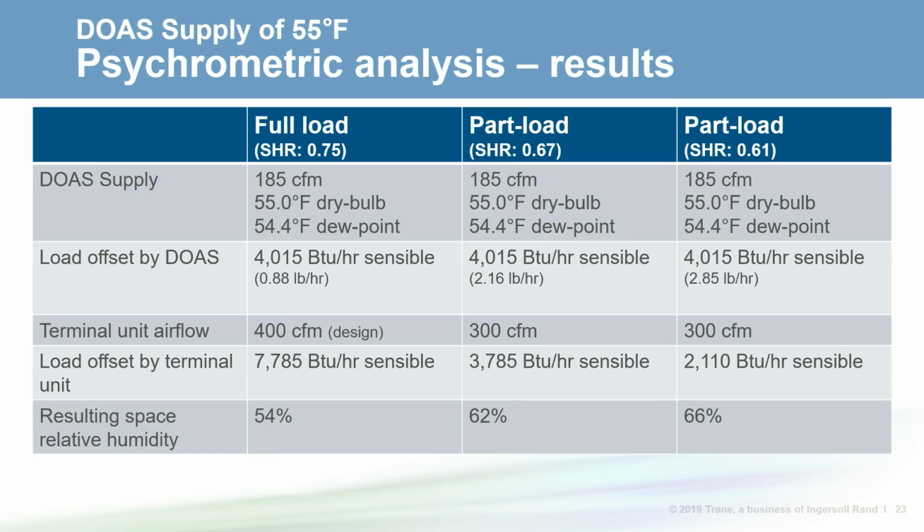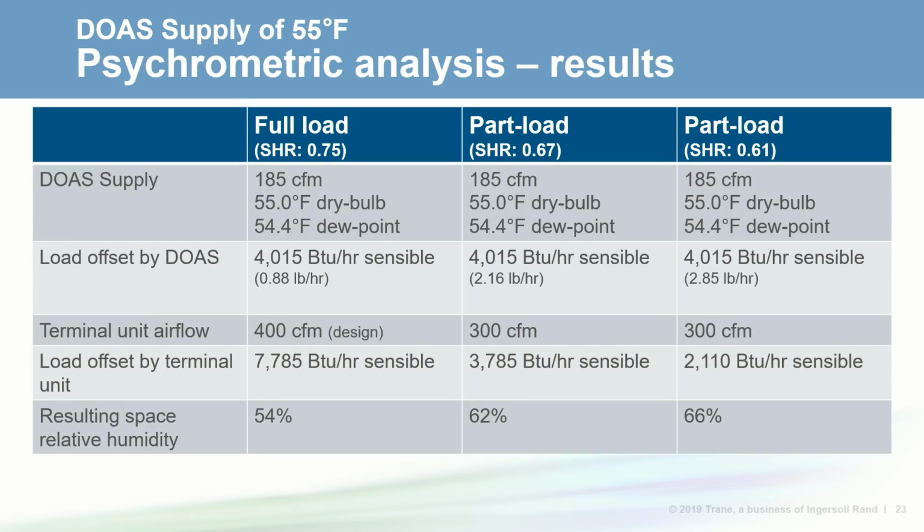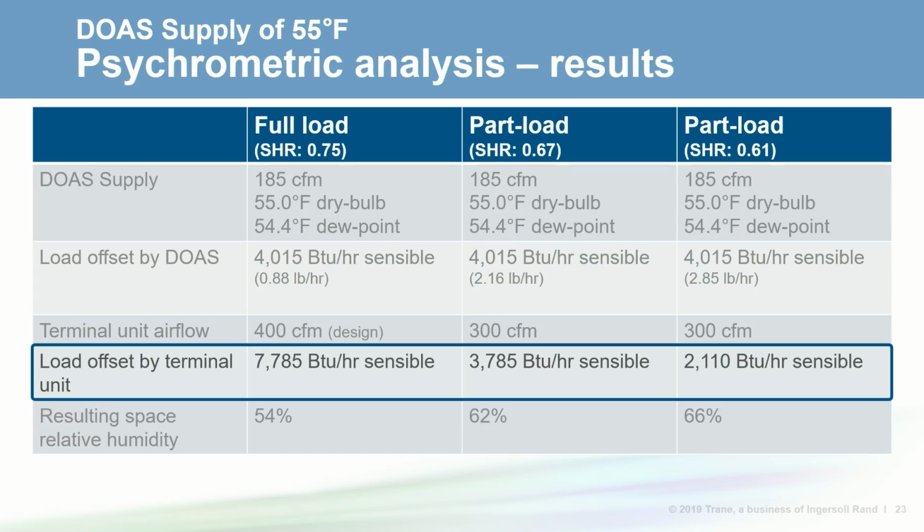So the sensible load offset, 4,015 BTUs, is constant. At design, the terminal was sized for 400 CFM, and at part load, it operated at 75% of design airflow, 300 CFM. The terminal offset all of the sensible load in all cases. At part load, the terminal unit provided less dehumidified air, and the resulting space relative humidity increases. So in this analysis, dehumidifying the outdoor air to 55 degree dew point offsets some of the space latent load, but not all of it.